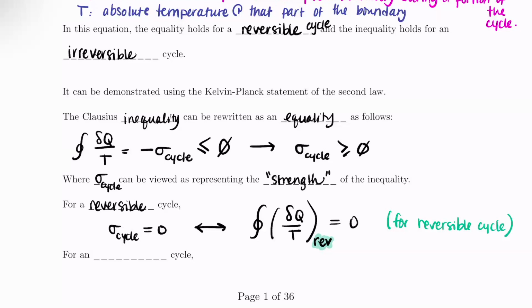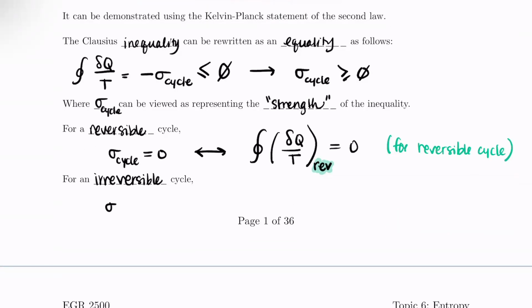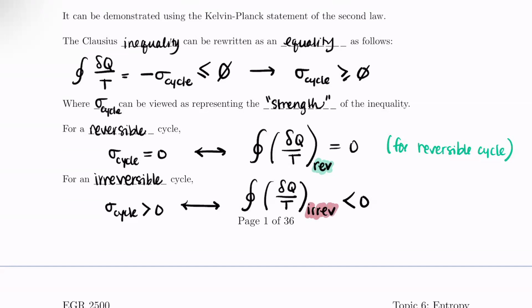All right, for an irreversible cycle, then we just have the inequality. So sigma of this cycle is greater than 0, which then implies that our path integral of delta Q over T for an irreversible process is less than 0. All right, so now the subscript is indicating an irreversible process.